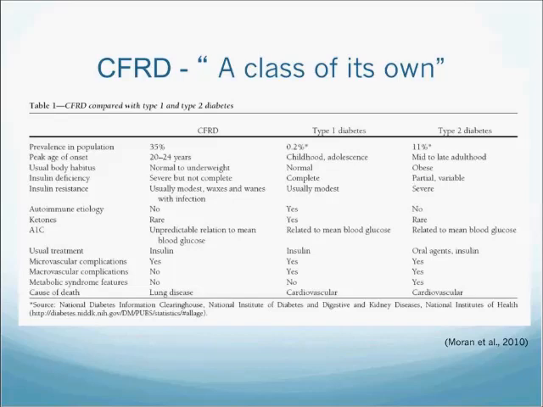Another important thing to highlight is that it's rare for them to have ketones, and the A1C also can be a little bit unpredictable in terms of how it relates to the blood sugars. And the usual treatment similar to type 1 diabetes, it's insulin. And the last thing to really highlight is that people with CFRD do get microvascular complications, but macrovascular complications are rare.